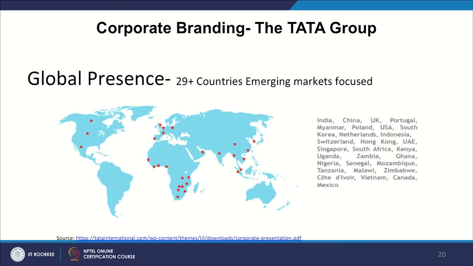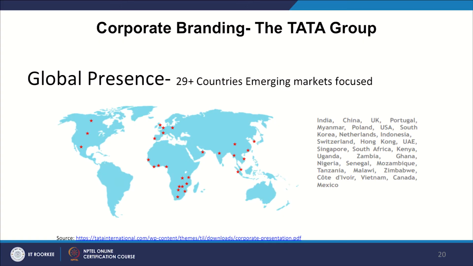They have a global presence. Let me slightly elaborate upon this, because this is what we are seeking in due course of time. So they have a global presence, 29 plus countries, including India, China, UK, Portugal, Myanmar, and I think Philippines probably not there, Indonesia, South Africa, Zambia, Senegal, and so on. And then the map exemplifies how an Indian organization.